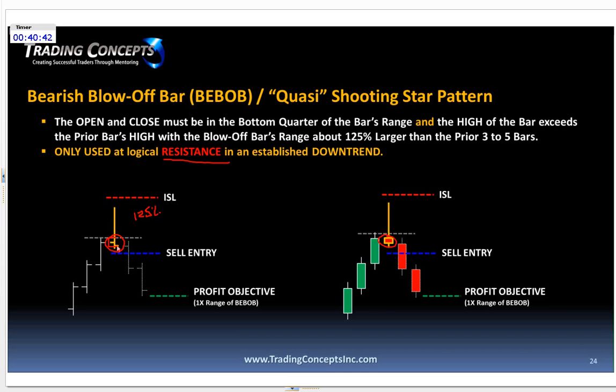Again, you can short it as it closes or the next day's open. It's really up to you. Or if you're a little bit more conservative and you want to see follow through, you can wait for the market to actually penetrate down through the low of that bearish bob there. Again, your initial stop loss is directly above the high of the bearish blow-off bar, and your first profit target is the range of that bob. So high minus low, get the range, subtract that down from your entry.